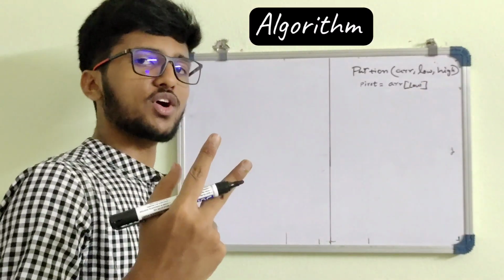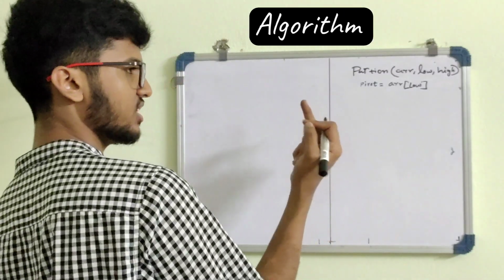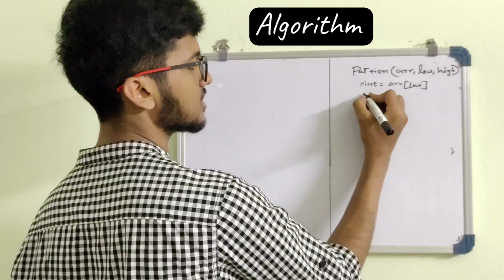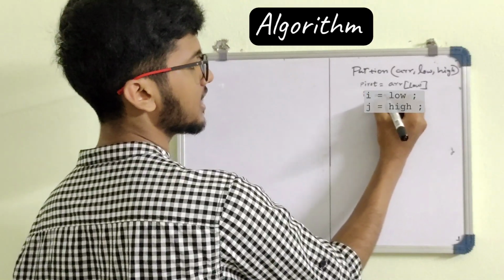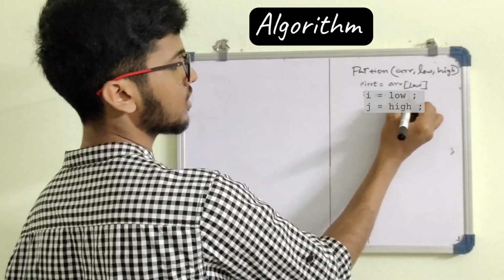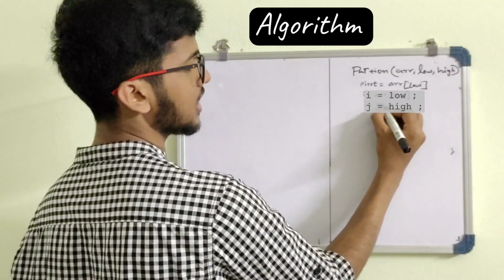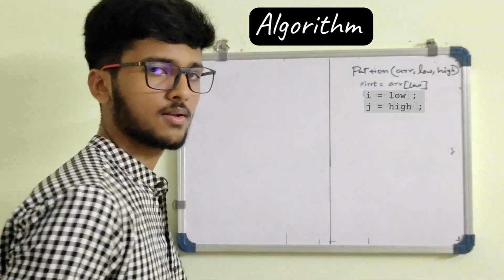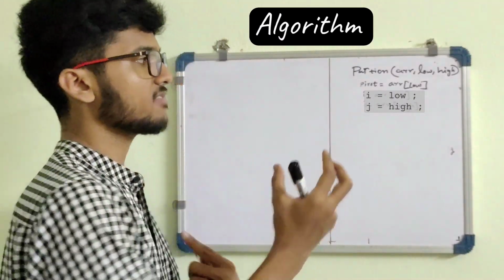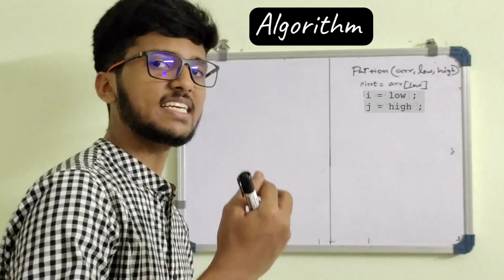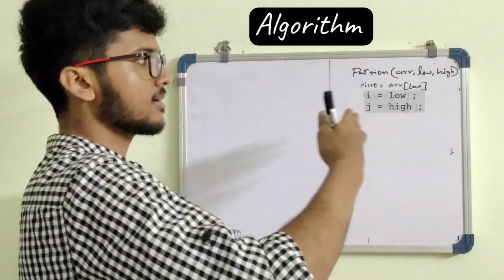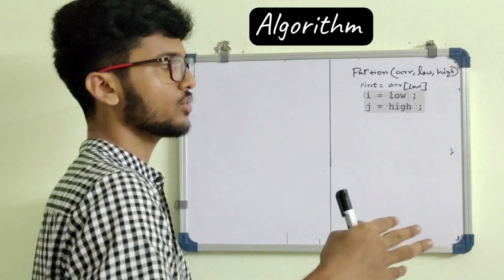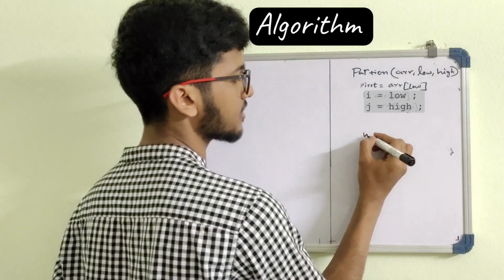Next we are going to take 2 pointers pointing to the first element of the partition and the last element of the partition, that is i is equal to array at low, j is equal to array at high. So we did 2 things. After taking 2 pointers, we are incrementing i while the element at i is smaller than or equal to the pivot element. So that's what we are going to write here.